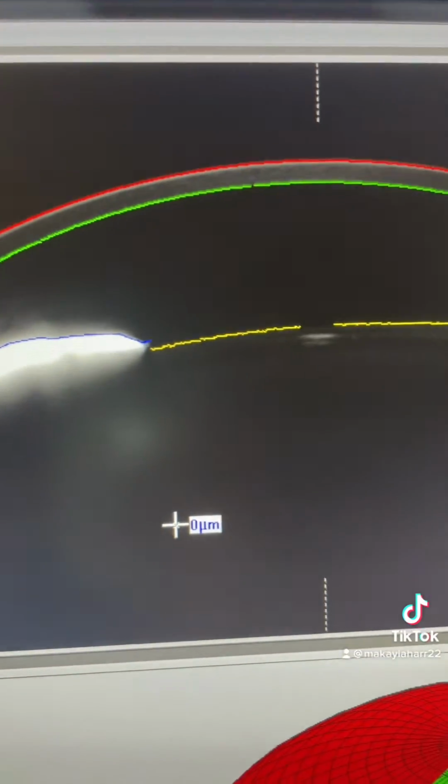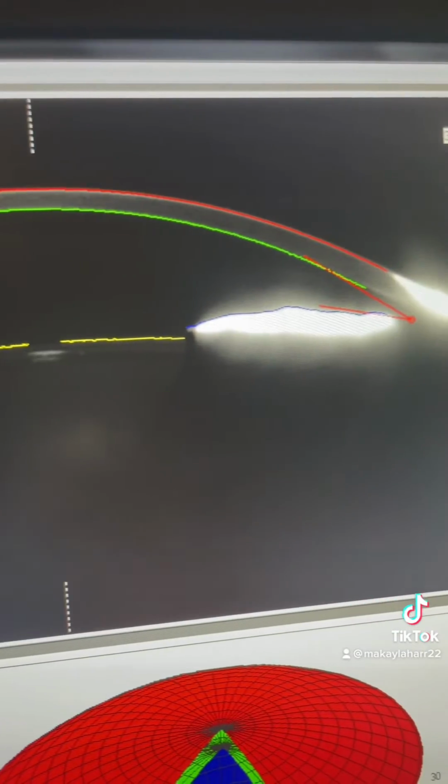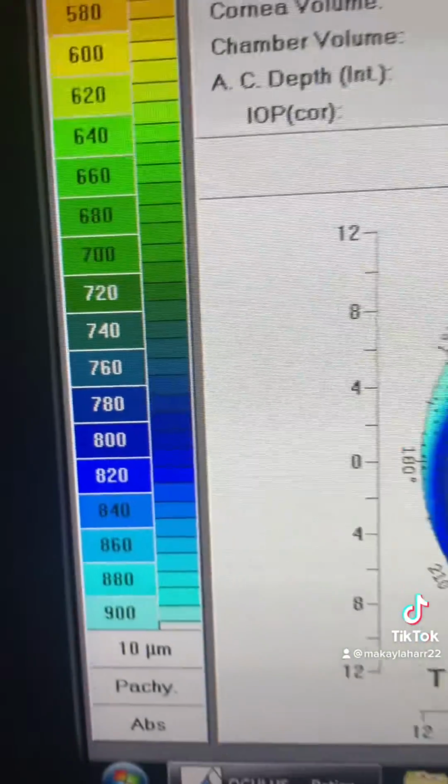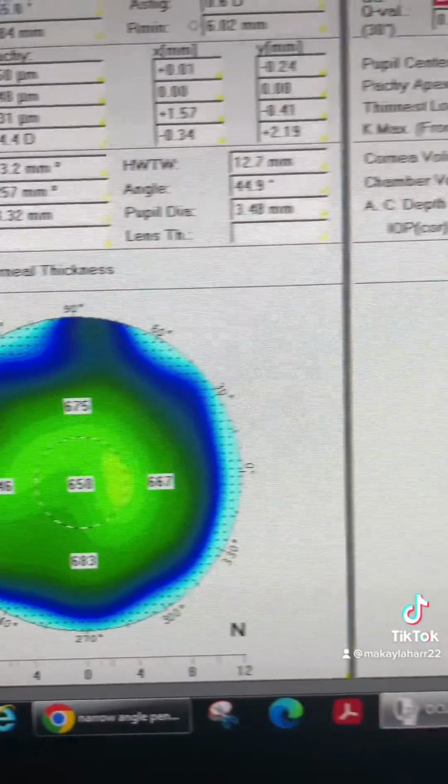My next scan allows us to observe and measure the patient's anterior chamber angles. This patient has open angles, but this could be useful to monitor patients with narrow angles and diagnose angle closure glaucoma. Next up is a patient with Fuchs dystrophy.